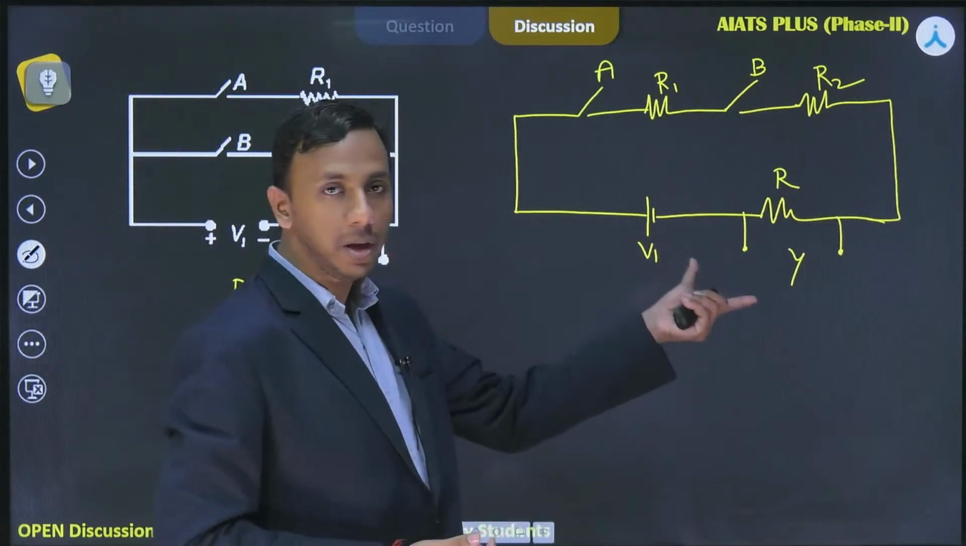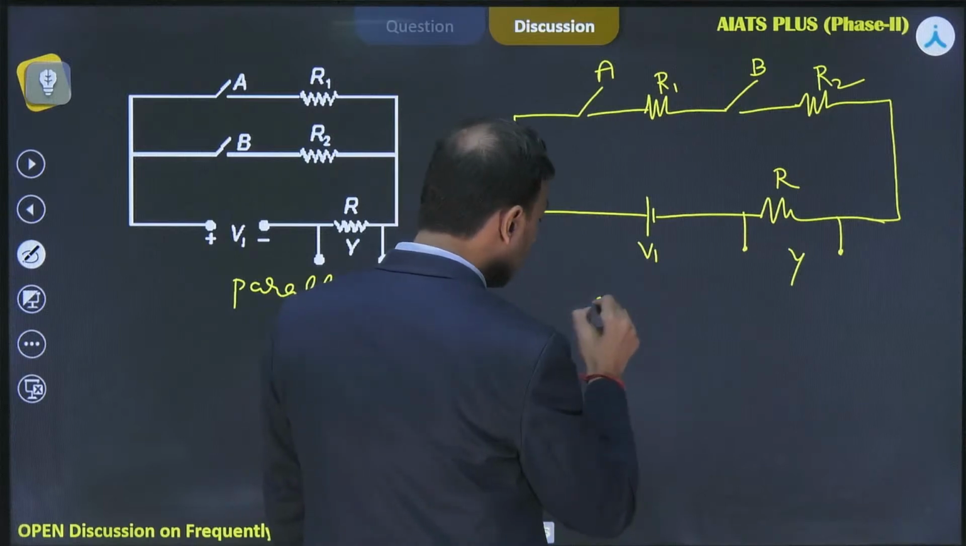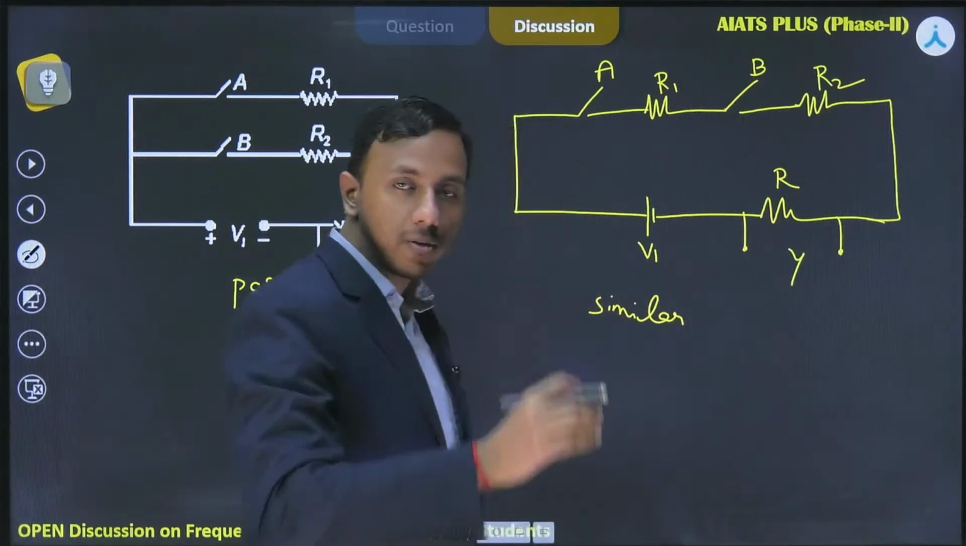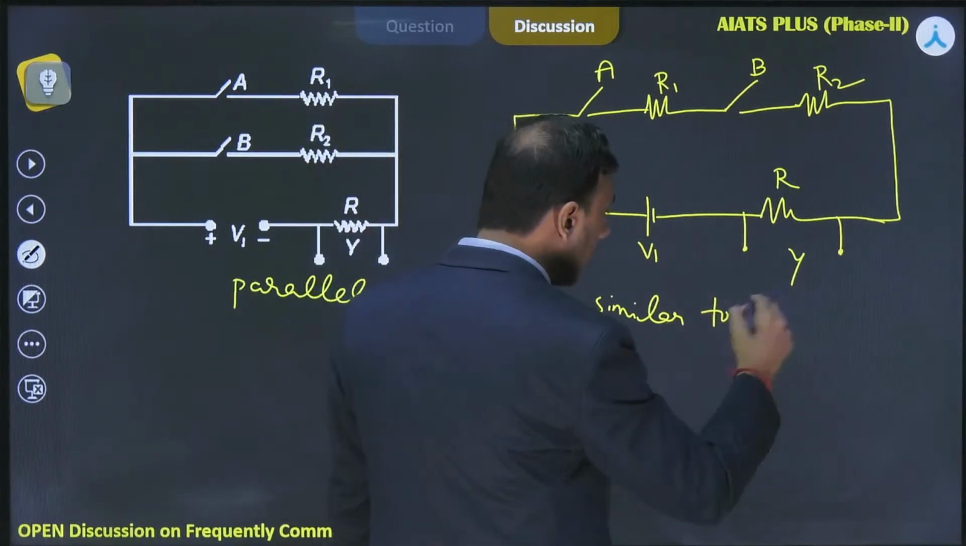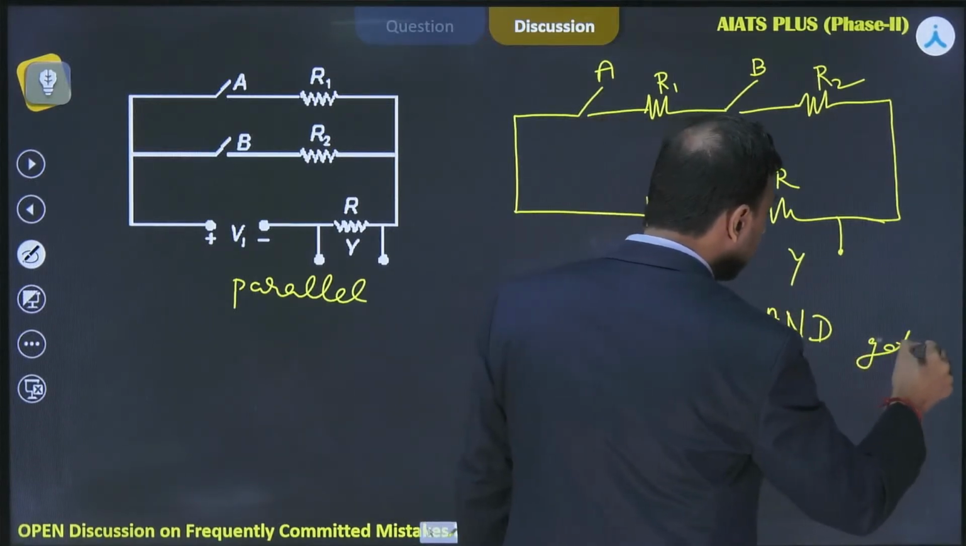So here you have to tell me, this is similar to which gate? So you can try the same method which I did, and it will come out as similar to AND gate, right? So I'm writing the answers as well, okay? So it will be similar to AND gate.